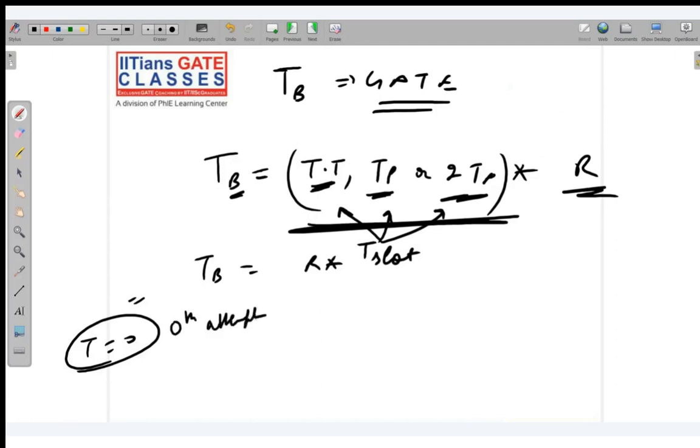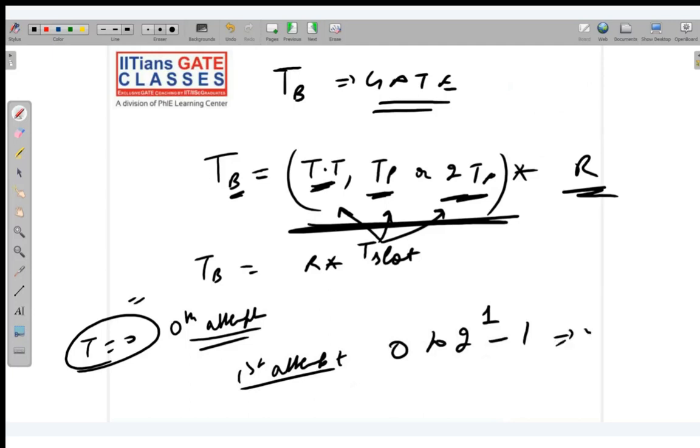Now if by chance a collision occurred, then you will get your first attempt. For the first attempt, the random number will be any number from 0 to 2 power n minus 1, that is 2 power 1 minus 1. So the random number can be either 0 or 1. Now if at that time also a collision occurred, then there will be a second attempt.